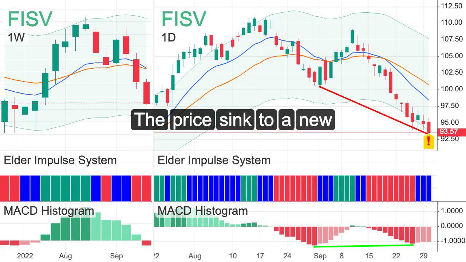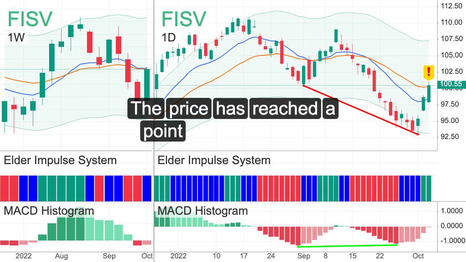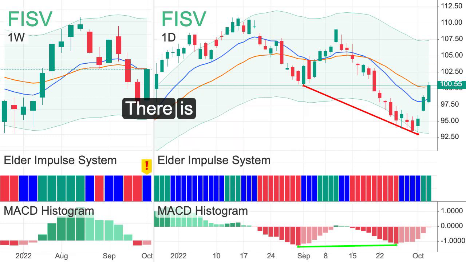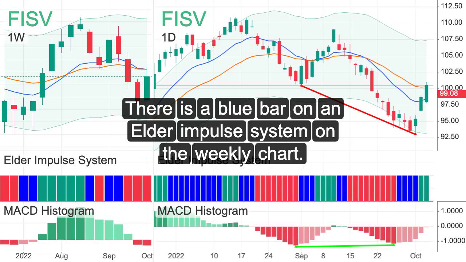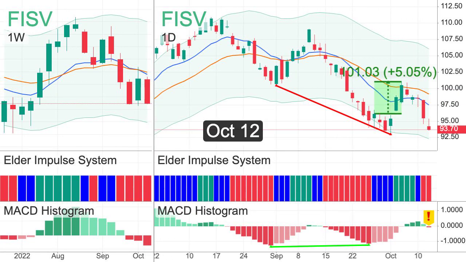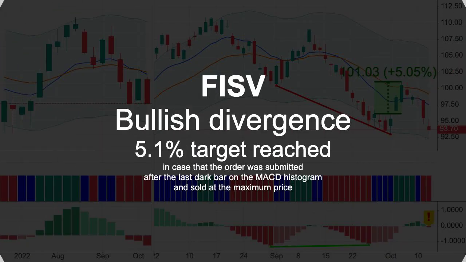The price sank to a new low. A new low. The price has reached a point above the value zone. There is a blue bar on an Elder impulse system on the weekly chart. MACD histogram crossed the zero line. 5.1% target reached.